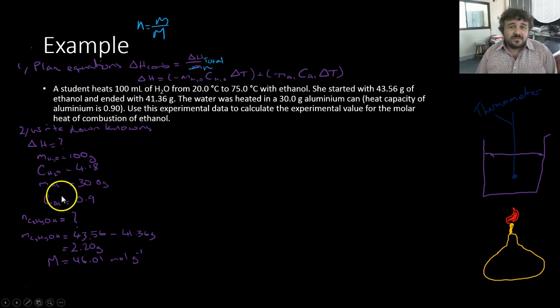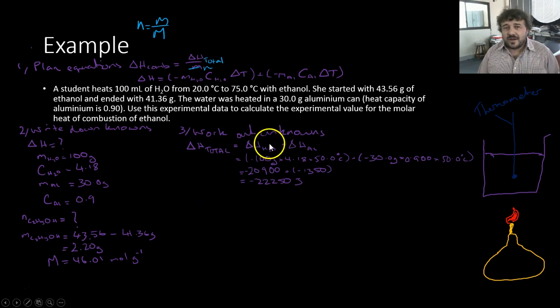We also don't know the amount of moles of ethanol. What we do know is the mass of ethanol, which ends up being about 2.20 grams, and we know the formula mass of ethanol, which is 46.01 grams per mole. So then we need to work out our unknowns. That's our next step. That's our final step, but there's a few in between here.